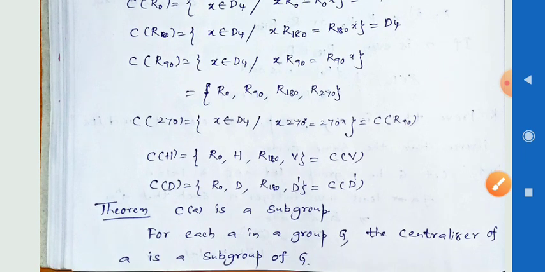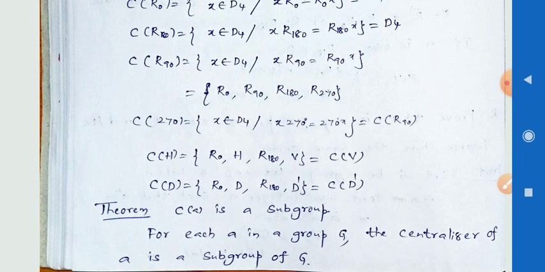Then C of h, horizontal reflection. In C of h we get the elements rotation 0, h, R180, v, and that is equal to C of v. Similarly we get C of d, where d is the diagonal reflection. If we take diagonal reflection, x into d is equal to d into x. If we take x equal to R0, then R0 into d is equal to d into R0. So R0 belongs to C of d.